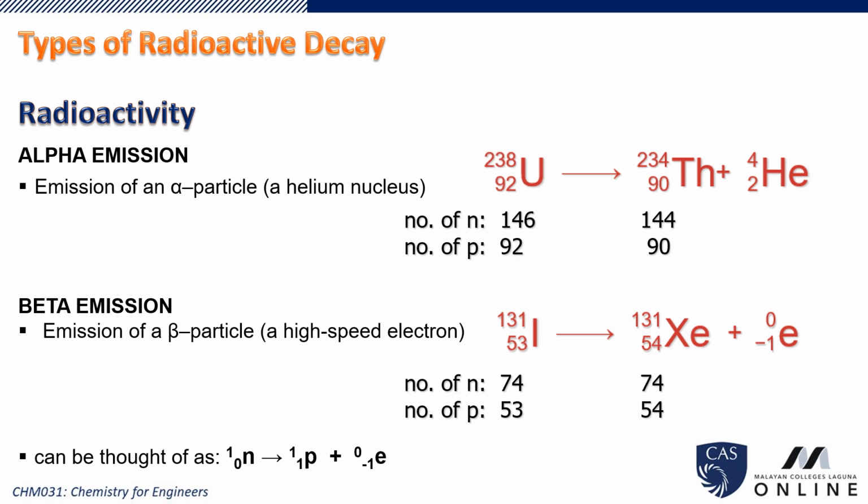For this example, we have iodine-131 undergoing beta emission, which is being transformed into xenon-131 by emitting an electron particle.